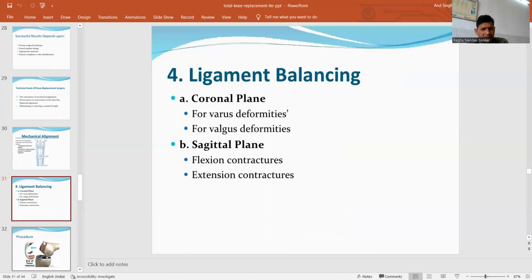Now, outcome depends on your surgical skill, which includes ligament balancing, the coronal plane, and the sagittal plane. In the coronal plane: varus deformity, the most common deformity in India, and valgus deformity. In the sagittal plane: flexion contractures and extension contractures.